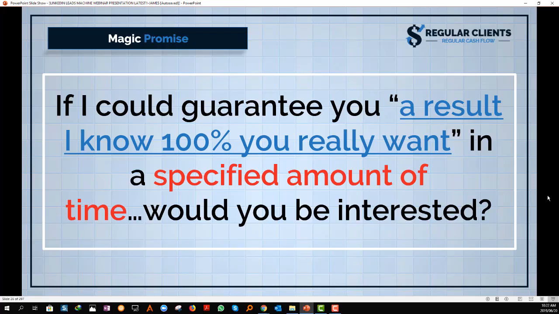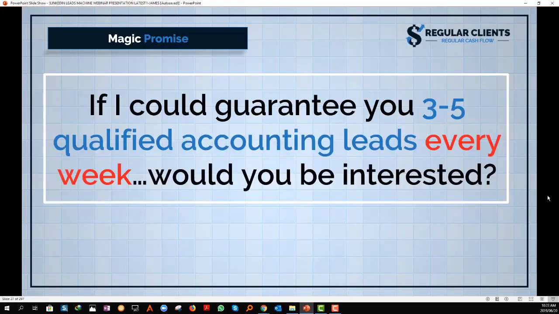So the formula, if you like, is: if I could guarantee you, and then the first thing we're going to put in there is the result I know 100% that you really want in a specified amount of time, would you be interested? Okay, so let's look at one or two examples there. So this is my example, right? If I could guarantee you 3 to 5 qualified accounting leads every week, would you be interested?